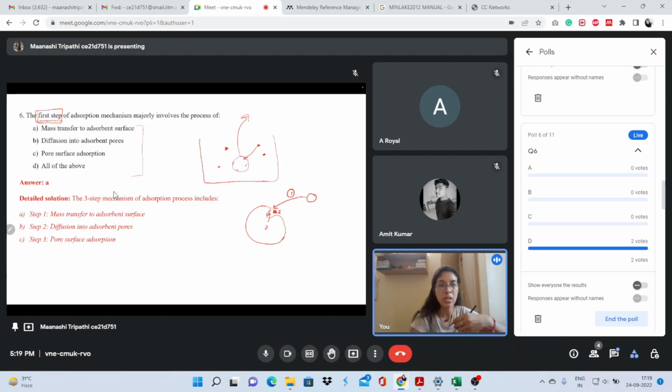Okay, so this is how adsorption works. So the first step is this, bulk transfer. So this is the first step. I hope you got this.